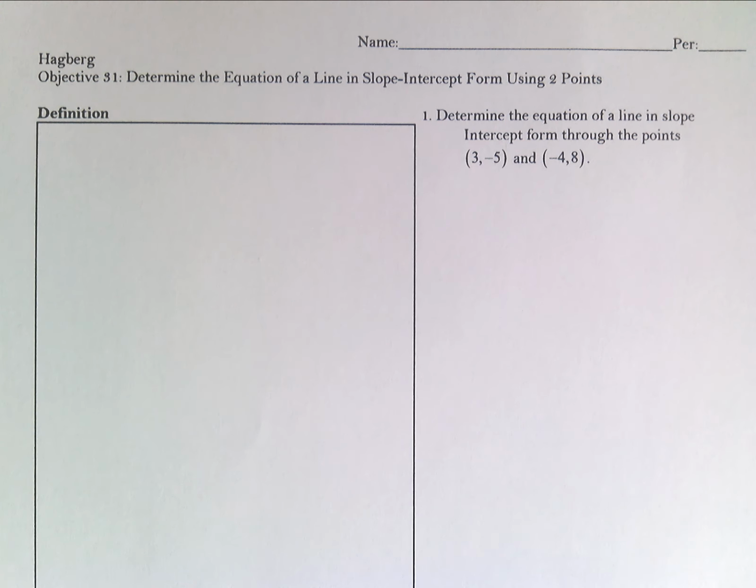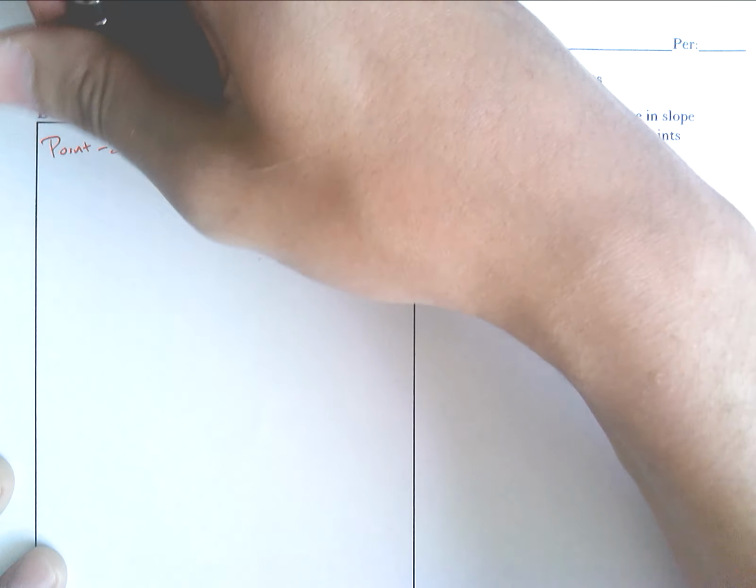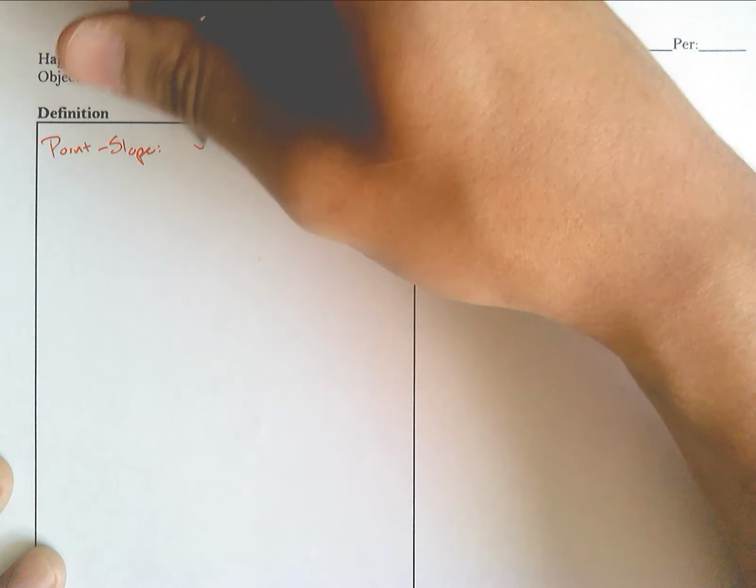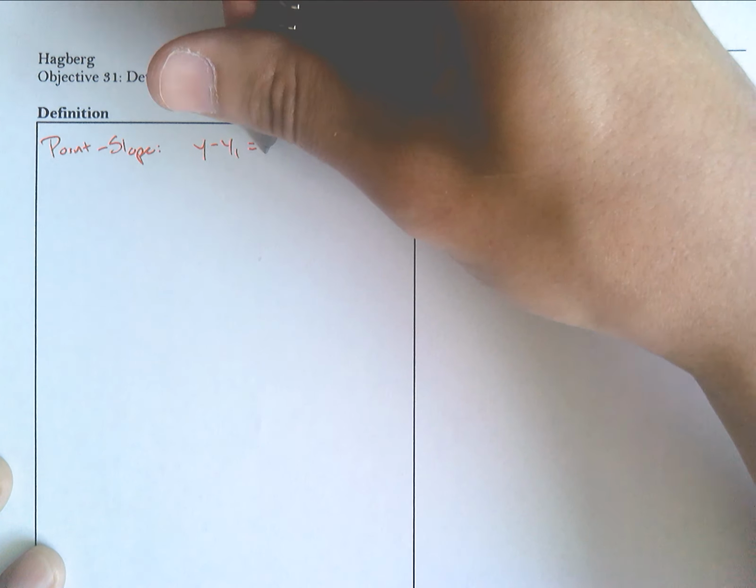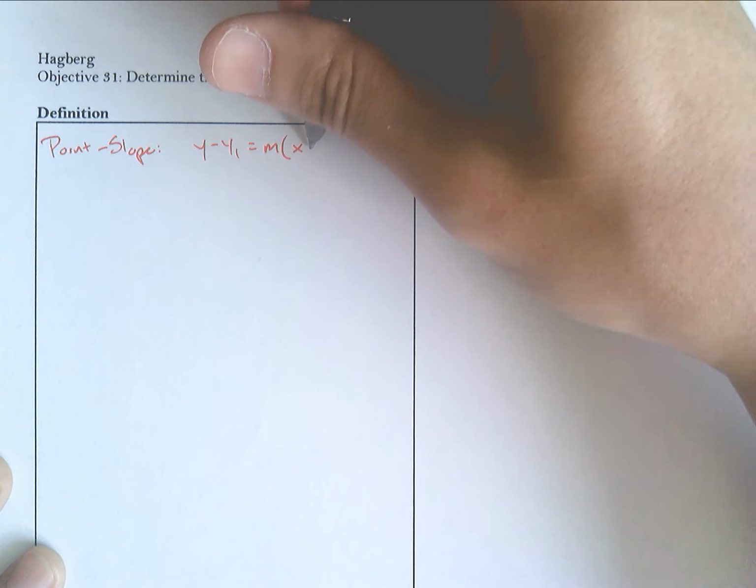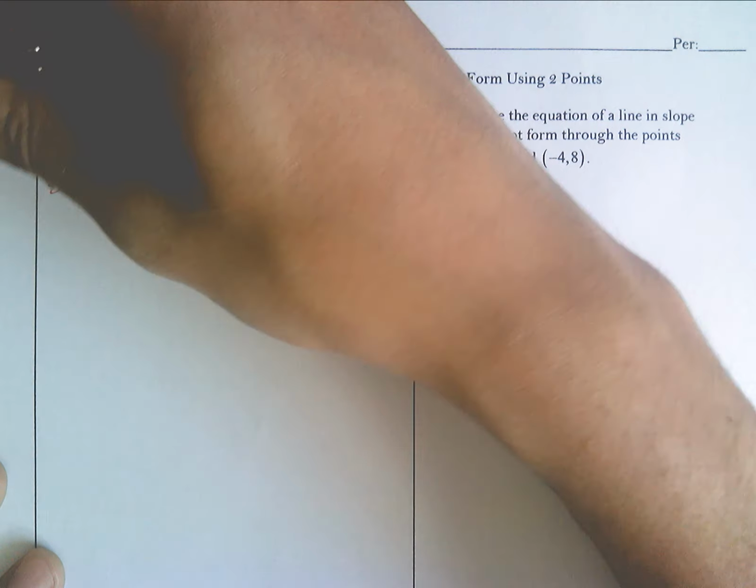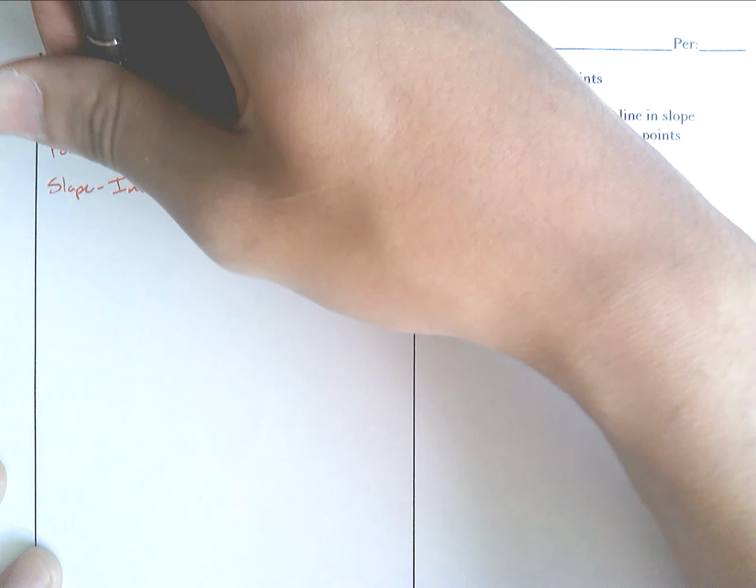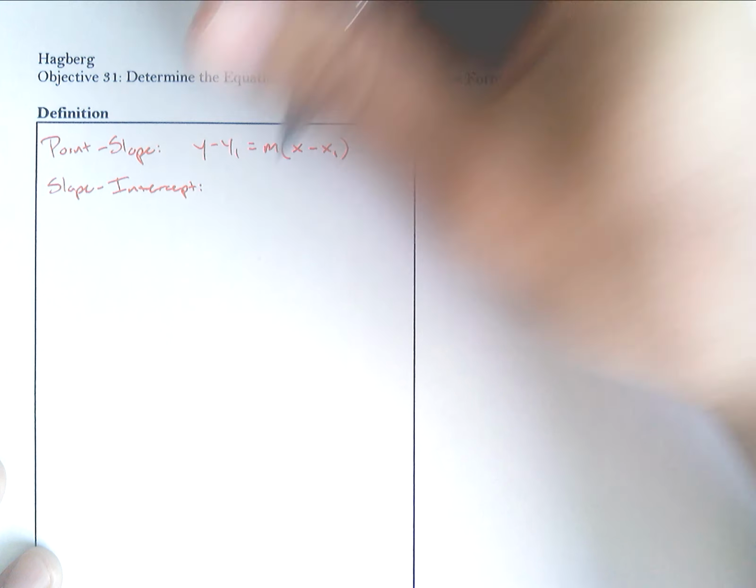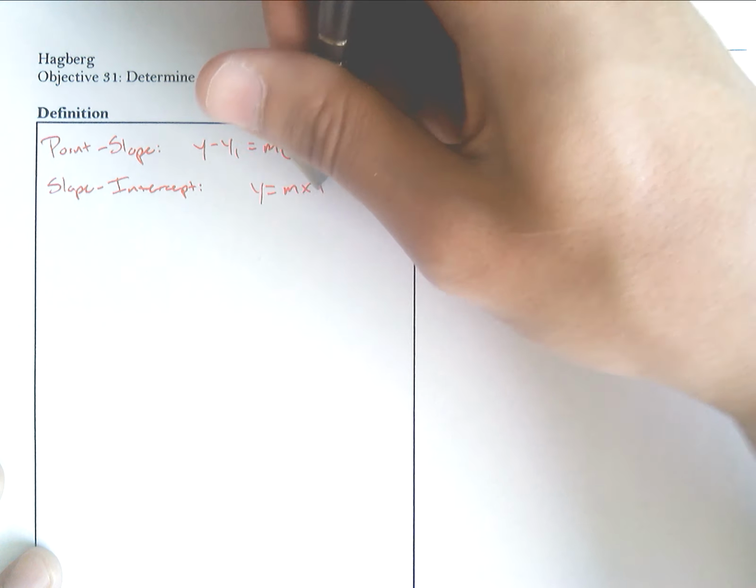And we're not always going to be given both of those bits of information. Instead, we might be given just 2 random points on the line that aren't necessarily the y-intercept. So I just want to do a quick review. Point slope: the general form for point slope form is y minus y1 equals m, our slope, times x minus x1. The other form we talked about is slope-intercept form, and the general form for that is y equals mx plus b.